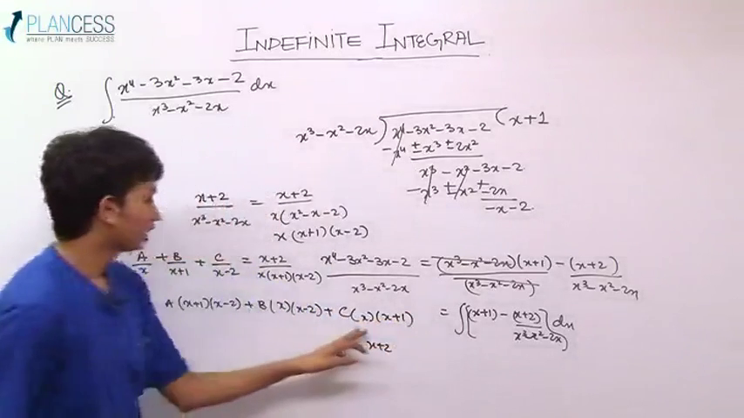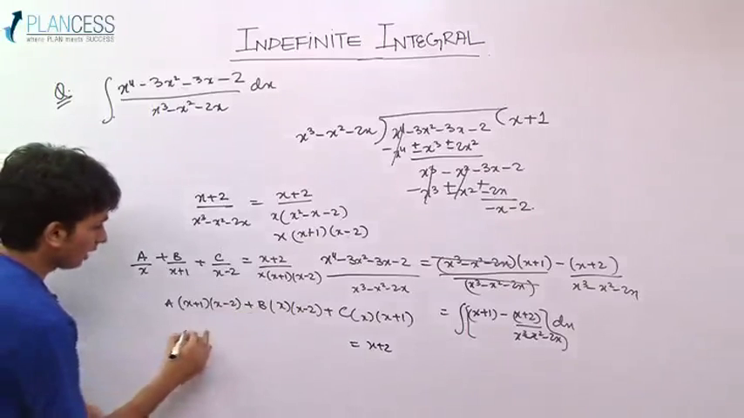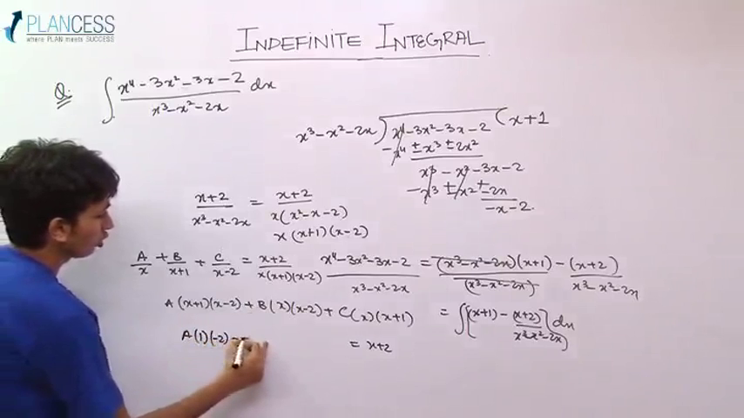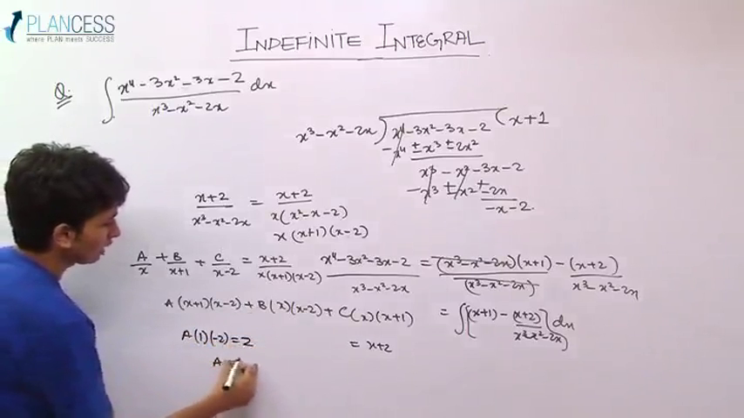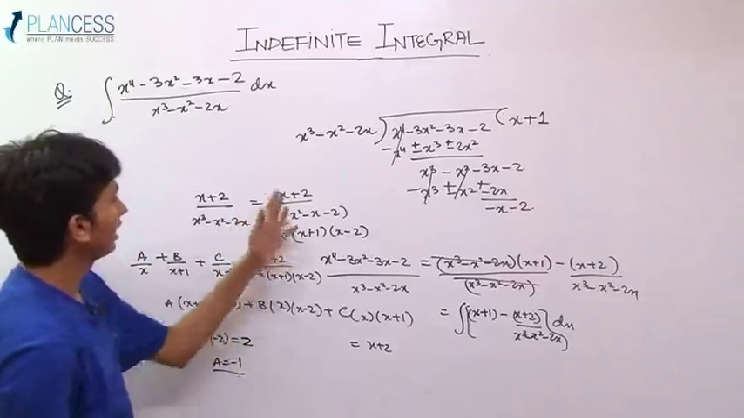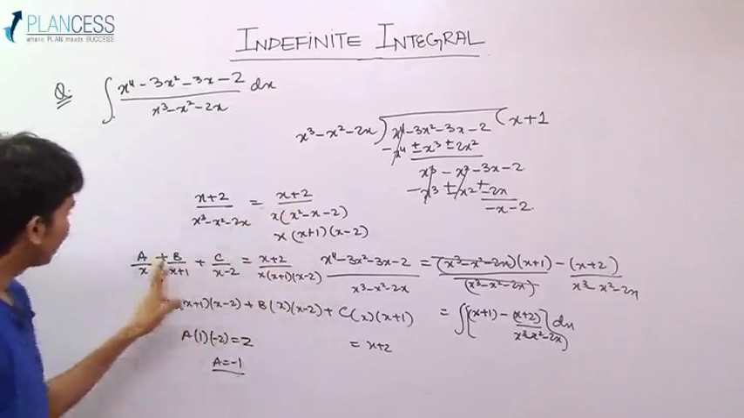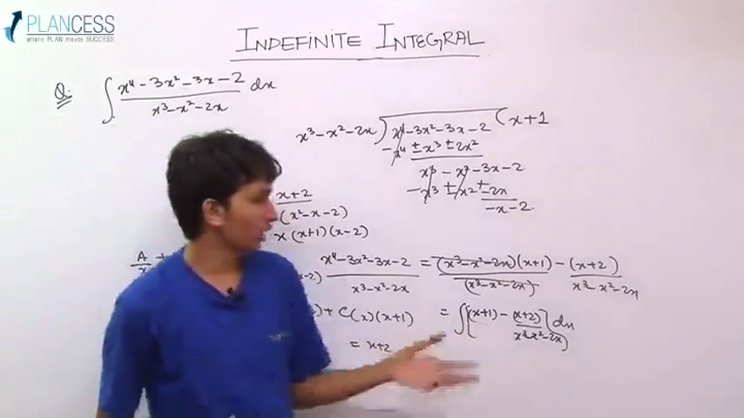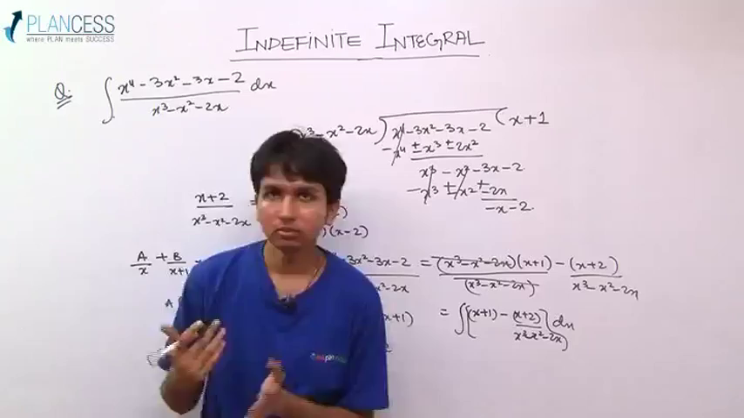So put the value of x equal to 0, so you will see that a into 1 into minus 2 is equal to 2. So this gives us a is equal to minus 1. Similarly you get the values of b and c, put them here and integrate, and you will get 3 terms of ln, ln this, ln this, ln this, and so you are done. The problem reduces to a very easy problem.